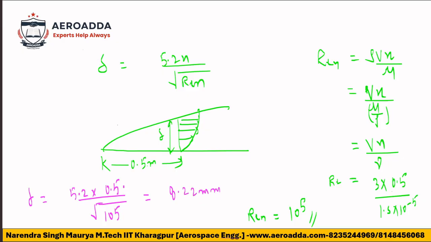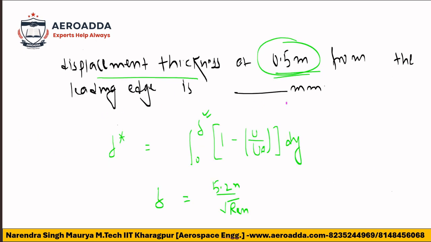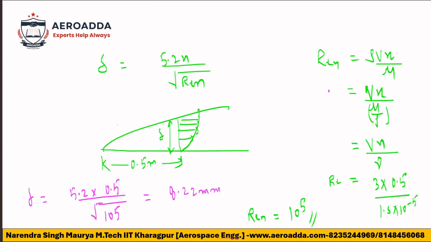Because this 0.5 was in meter. Correct? 0.5 was in meter, na? Yes, sir. So you are giving your answer in mm. That's okay, I don't mind, but you remember the unit as well. So this is delta at 8.22 mm.